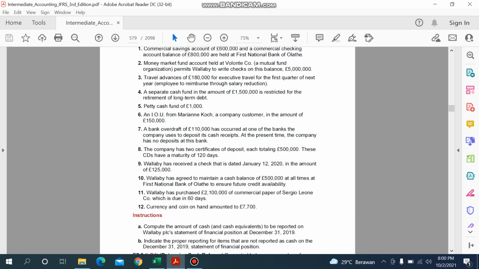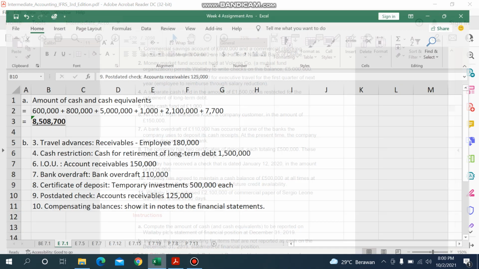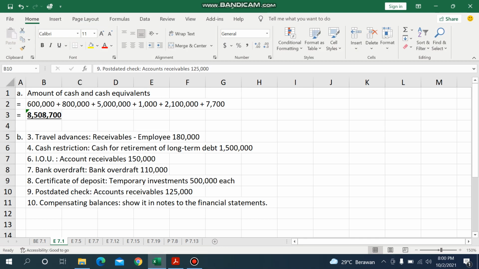Number 10, Wallaby has agreed to maintain a cash balance of 500,000 at all times at First National Bank of Olive to ensure future credit availability. So this is a compensating balance. It will be like a restriction also, but we must show it in the notes to the financial statements.